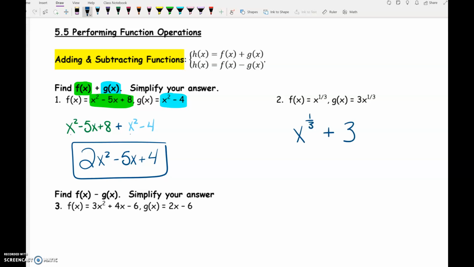Number 2, the f function is x to the 1/3. The g function is 3x to the 1/3. Because they are both x to the 1/3, this is 4x to the 1/3.